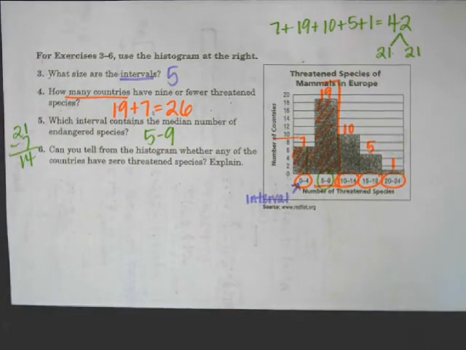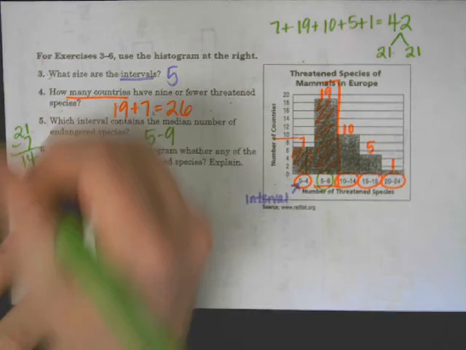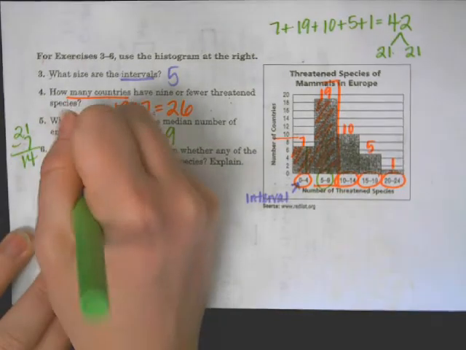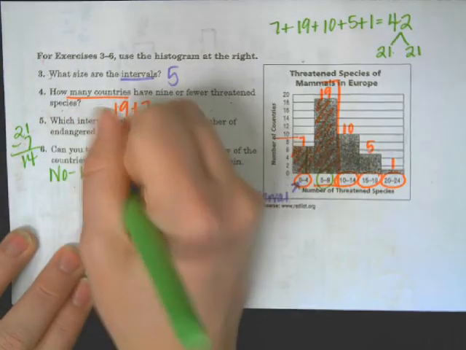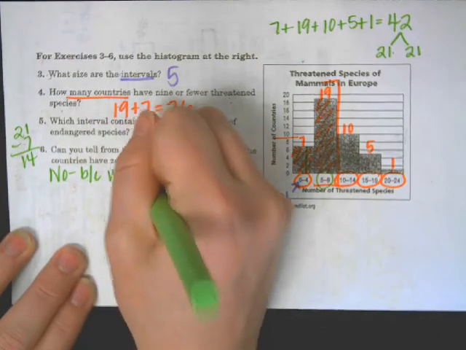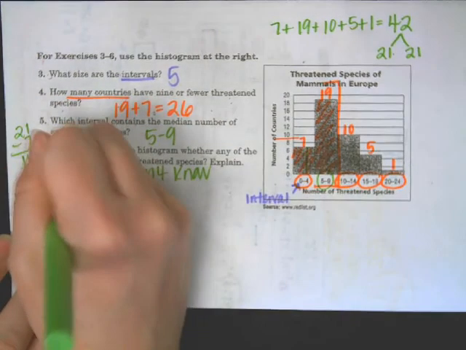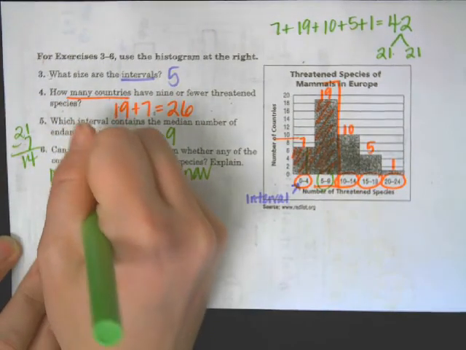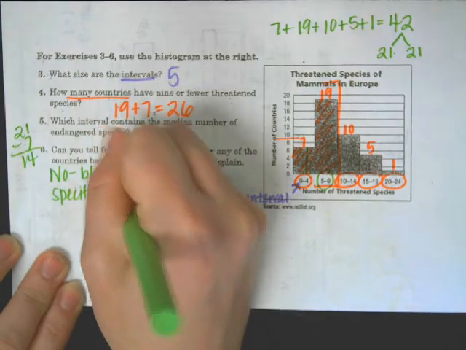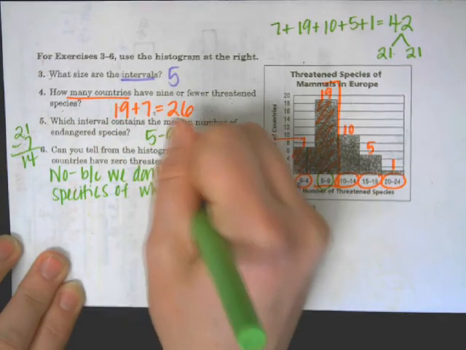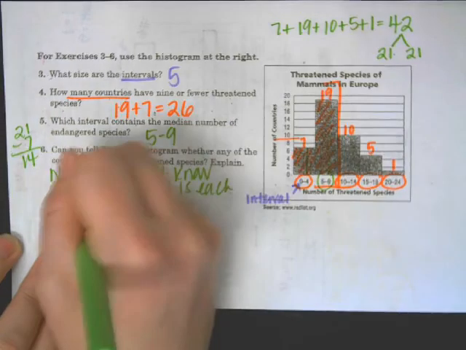Number 6 asks, can you tell from the histogram whether any of the countries have 0 threatened species? If you'll notice, because it's not specific in our information, we cannot, or no, because we don't know any specifics of what is in each interval.